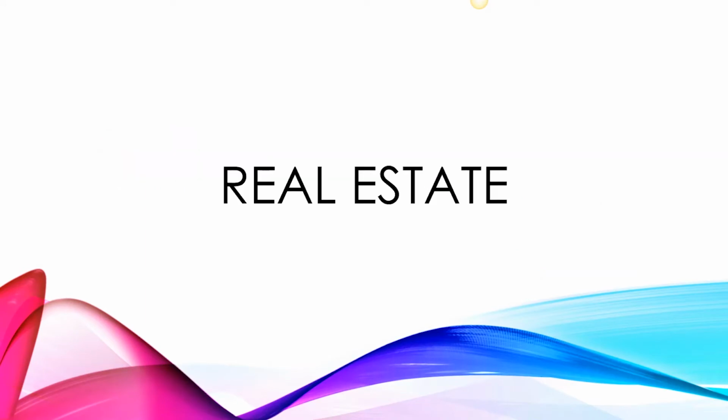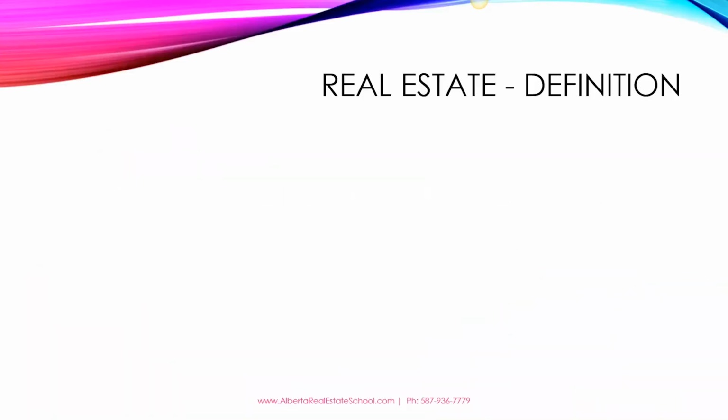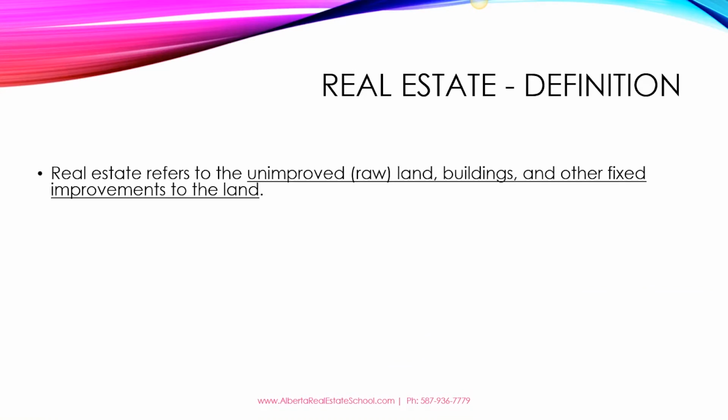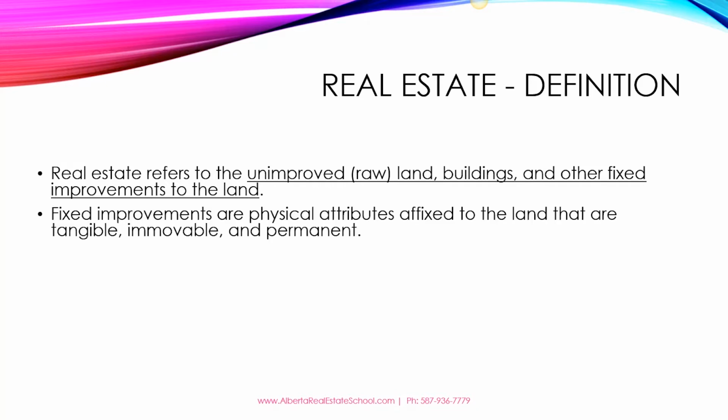Today's term is real estate. So let's take a look at the definition of real estate. Real estate is unimproved land, buildings, and other fixed improvements to the land. Fixed improvements would be physical attributes affixed to the land that are tangible, immovable, and permanent.